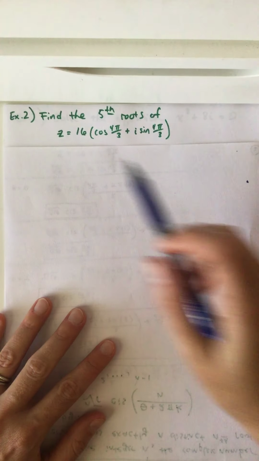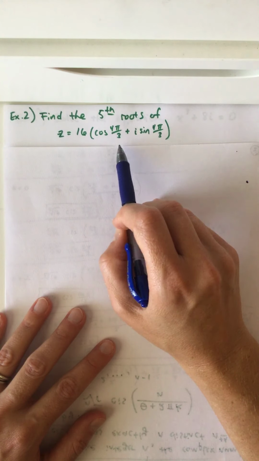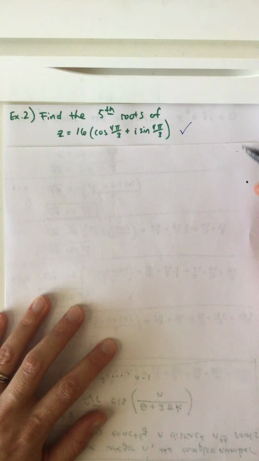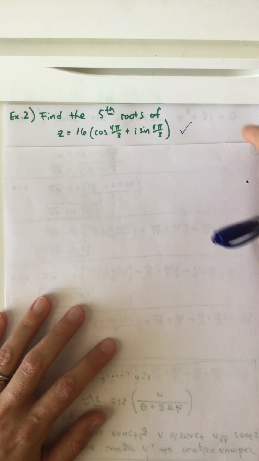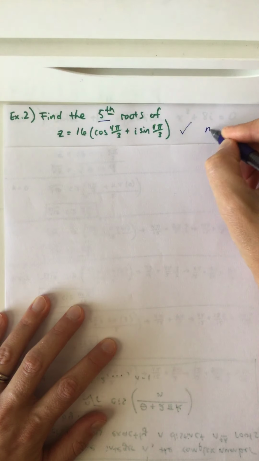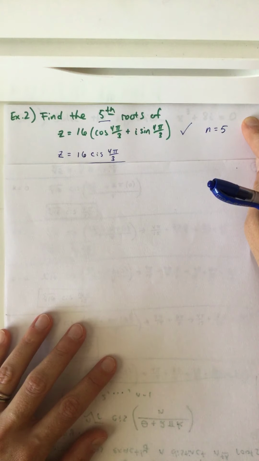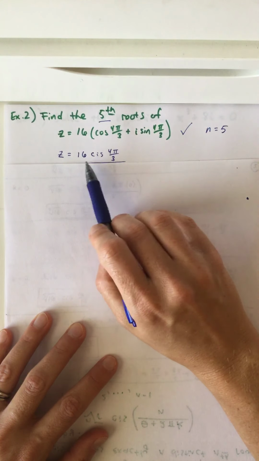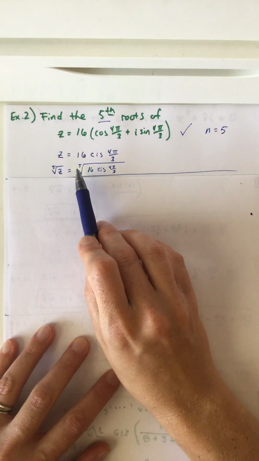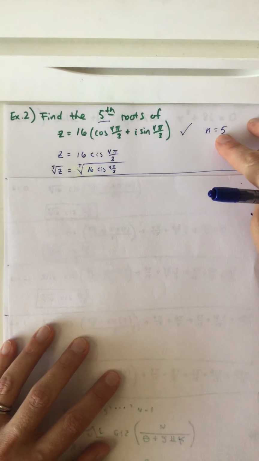Here's a second example. We want to find the 5th roots of z equals 16 cosine 4 pi over 3 plus i sine 4 pi over 3. This is already in trig form, so we're ready to jump right into our formula. In this case, since we want to find the 5th roots, we're going to be using n equals 5. So we can also think of this as cis 4 pi over 3. And our goal here is to take the 5th root of this number, the 5th root of 16 cis 4 pi over 3.